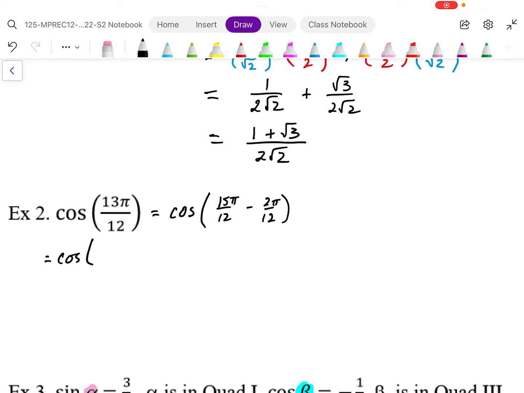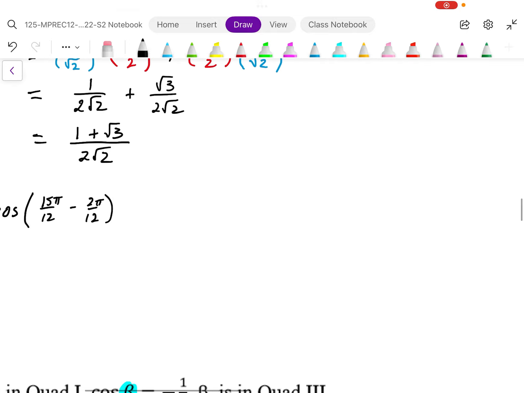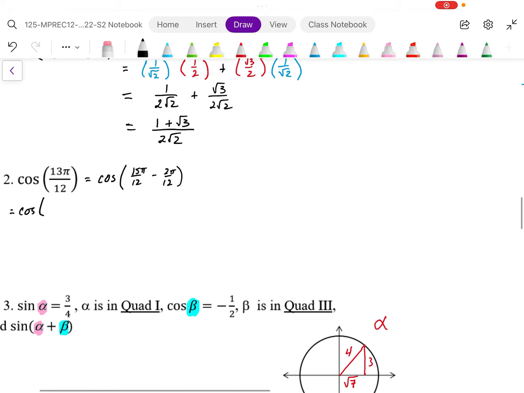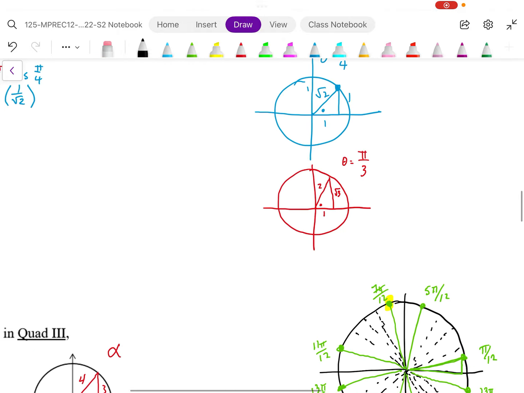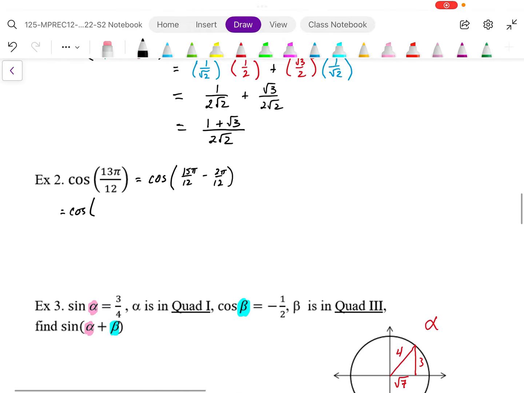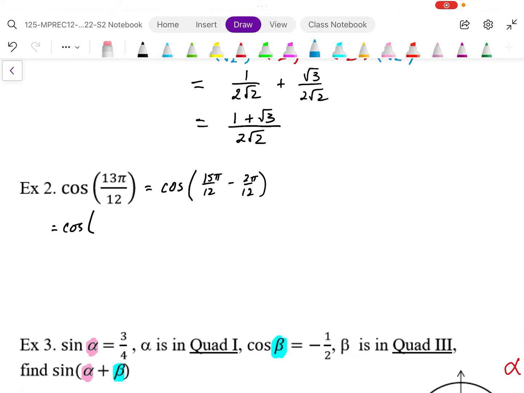So this works out to be cosine of 15 pi over 12. We're going to write it in blue. 15 pi over 12 simplifies, dividing by 3, to 5 pi over 4. And then we're going to minus 2 pi over 12, which simplifies to pi over 6. Okay, so I've got my two special angles that get me to 13 pi over 12.